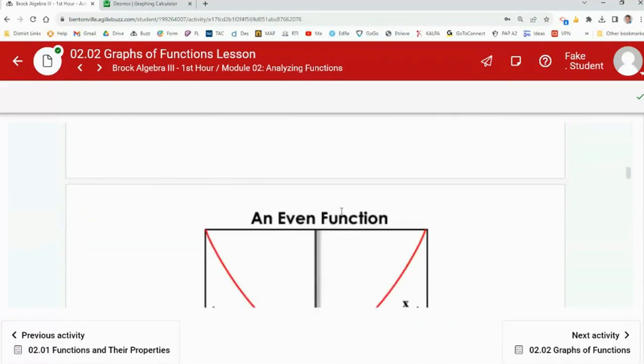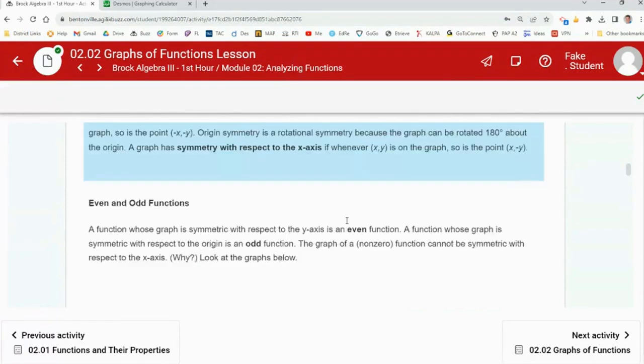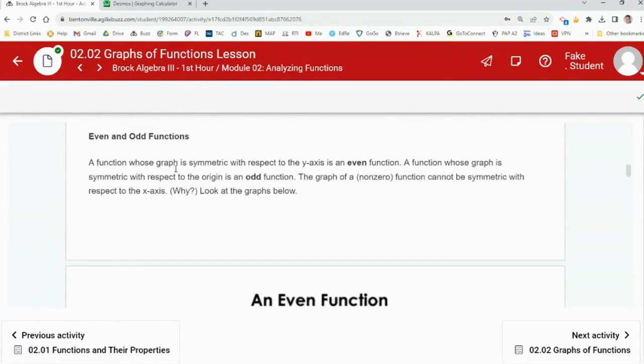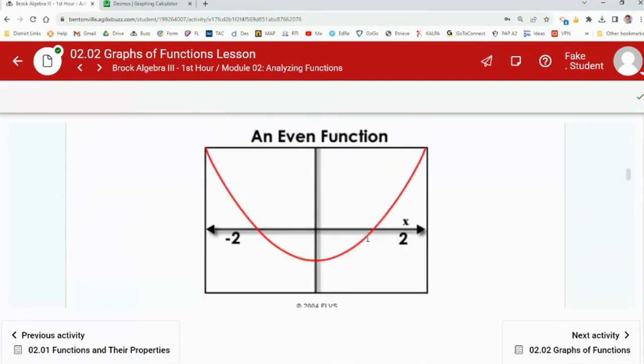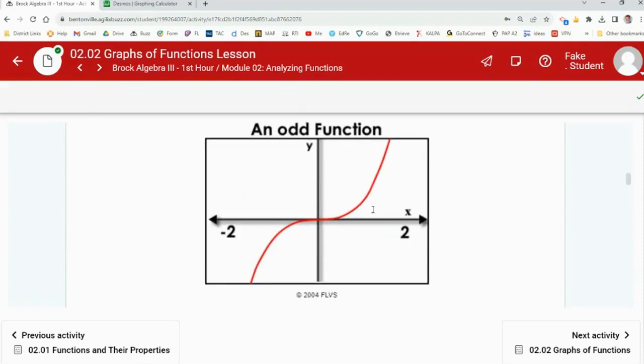Even or odd functions. Don't make this harder than it is. A function whose graph is symmetric to the y-axis is even. If it's symmetric to the origin, it's odd. Okay, let's look at these right here. This is even. It's a mirror on the y-axis. This is odd. It's mirrored through the origin. Right?